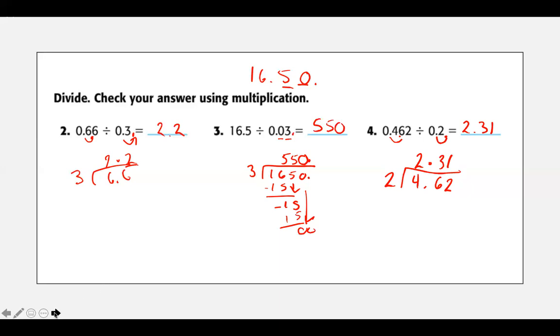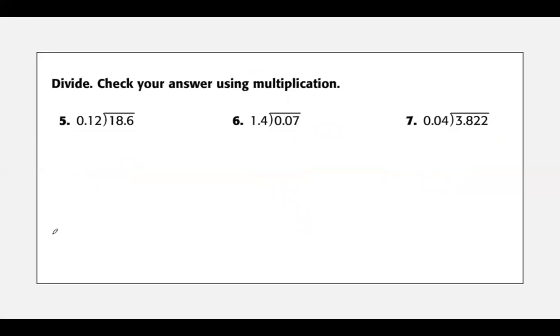Okay, let's see how many more we have to do. All right, 3 more. Let's go.